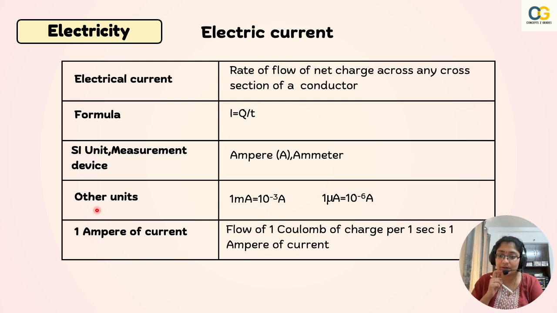So in this chapter there will be definitions of 1 ampere, 1 volt, 1 ohm, 1 watt. These definitions are very important for your board exam, where you define what is 1 ampere of current. So for 1 ampere of current, you replace everything by 1 in the definition. Flow of 1 coulomb of charge per 1 second is the 1 ampere current. That is how you define 1 ampere of current.